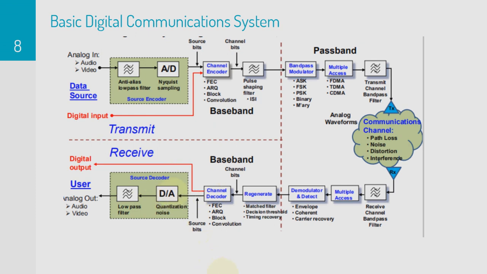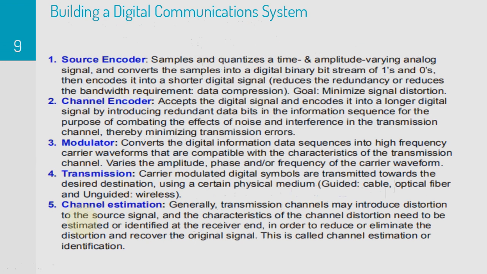Again it is fed to the decoder where the reverse action is done as per the channel encoder. Again it is fed to the D to A converter where the original signal can be recovered, and that signal will be passed through the low pass filter where the noise can be removed, and at the user you will get the output. So this is the basic block diagram of the communication system.